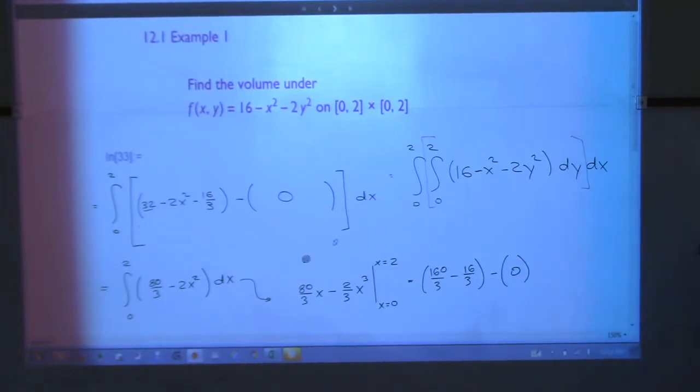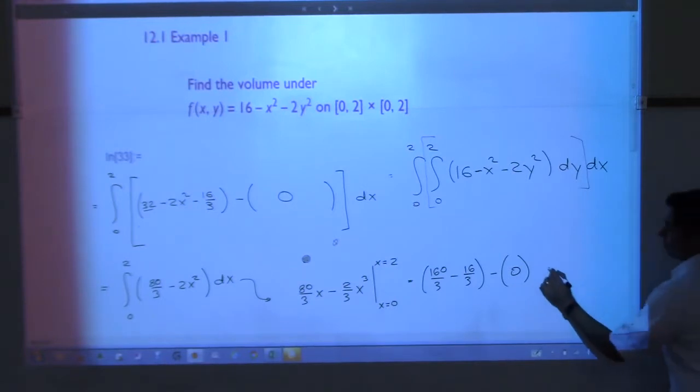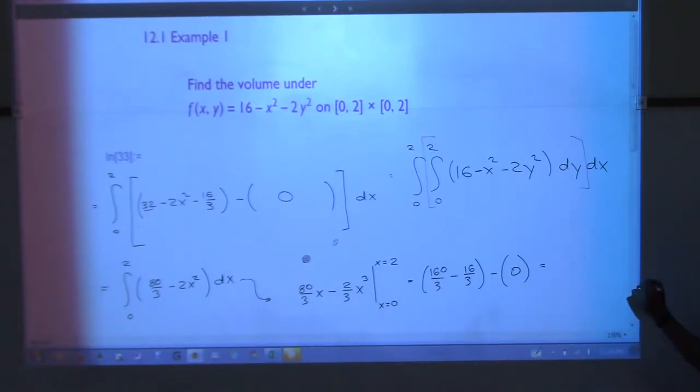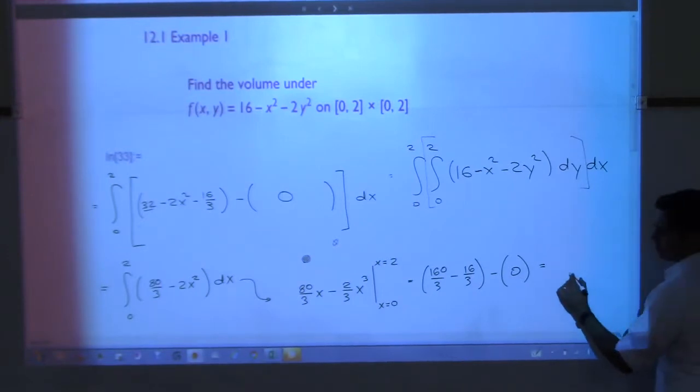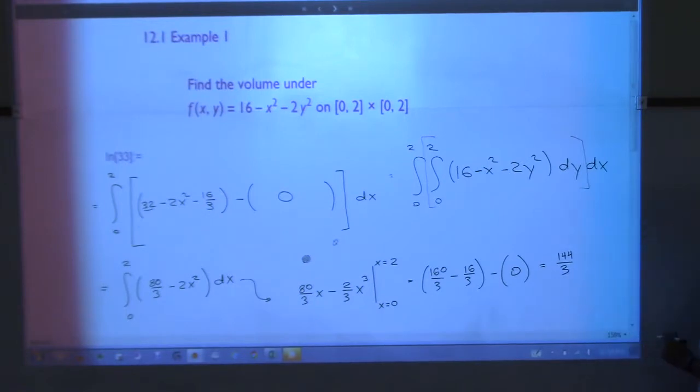So what's that? 144 thirds? 144 thirds. Which is approximate. Anyone who has a calculator? 48. What is it? 48. Oh, 48. It's not approximate. It's exactly. Guess I should have just done the math, huh? 48. That's rare that we get a nice integer answer like that.